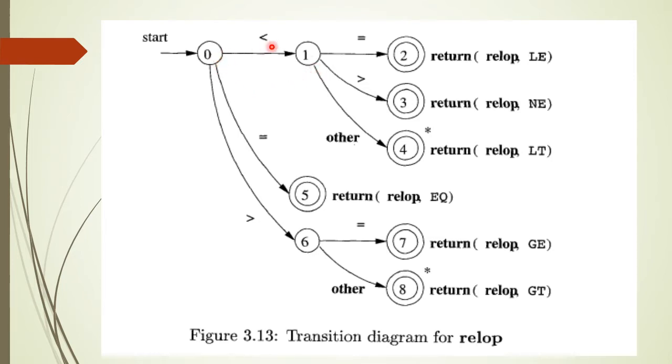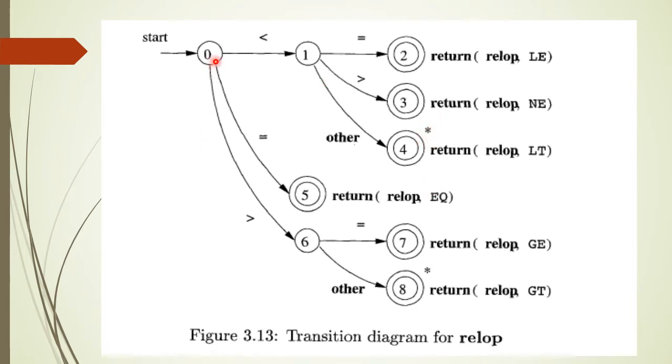This is because the combination of two operators gives a different meaning. So after the less than, from state 1, we wait for the next symbol. If this next symbol is this one, it will return the relational operator less than or equal to. If it is this symbol, it will return not equal to. Any other symbol will go to state 4 and return the relational operator less than. Before returning this, we have to retract to the previous step. That is indicated by the star.